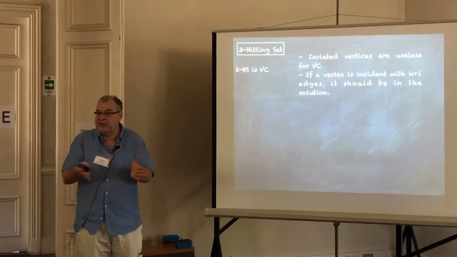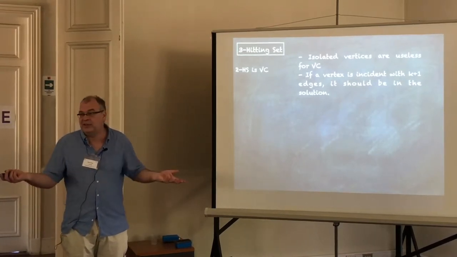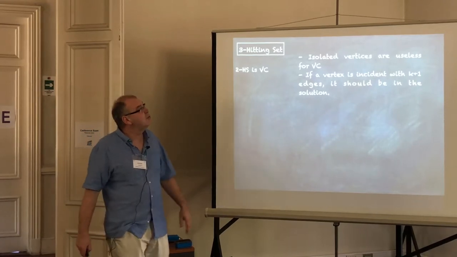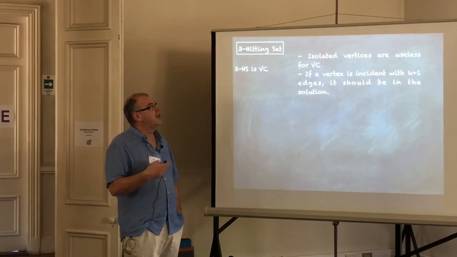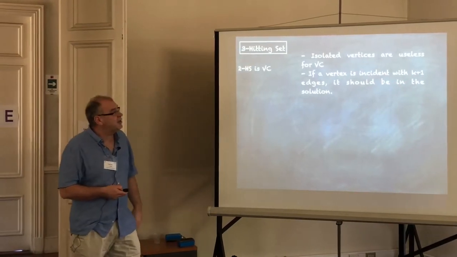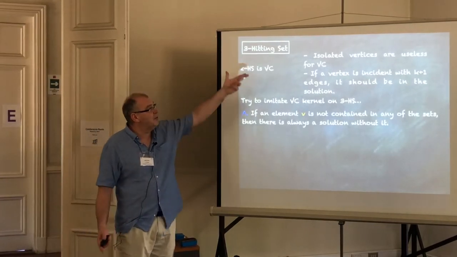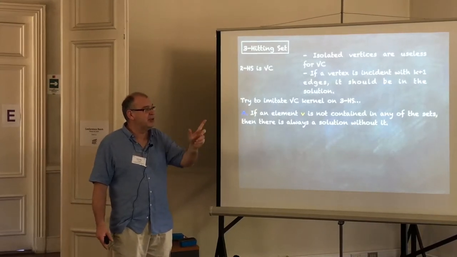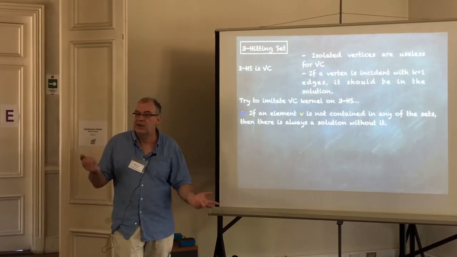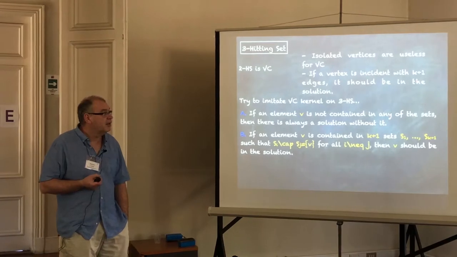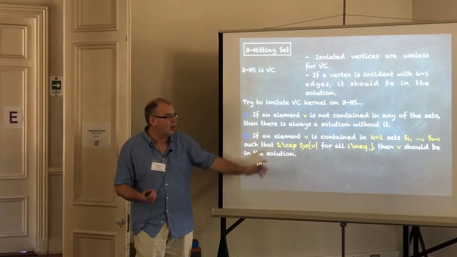We had an algorithm for two-hitting set, the vertex cover, right? For vertex cover we had a kernel, so I just try to imitate the same kernel for three-hitting set. Isolated vertices are useless for vertex cover. If a vertex is incident with k plus one edges, it should be in the solution. I try to do the same for three-hitting set. What will be the first type of argument? If an element is not contained in any of the sets, it cannot hit anything, so this element I can safely remove.